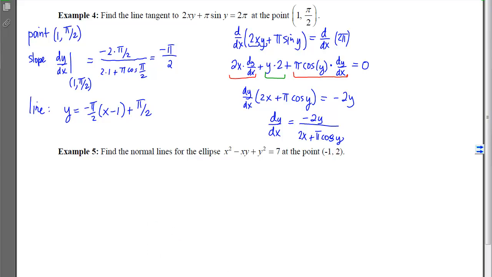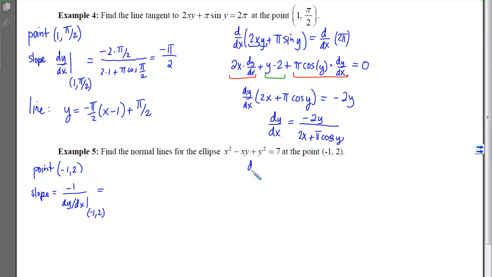With example 5, this one is a little tricky. I want to find the normal lines for the ellipse at a specific point. So again, I'm finding lines, only this time it's going to be a normal line. So I'm going to need the point, which is given. I'm going to need the slope, which will be the opposite reciprocal of that dy dx evaluated at the point negative 1, 2. So we've got to go find that dy dx evaluated at the point and then take the opposite reciprocal.